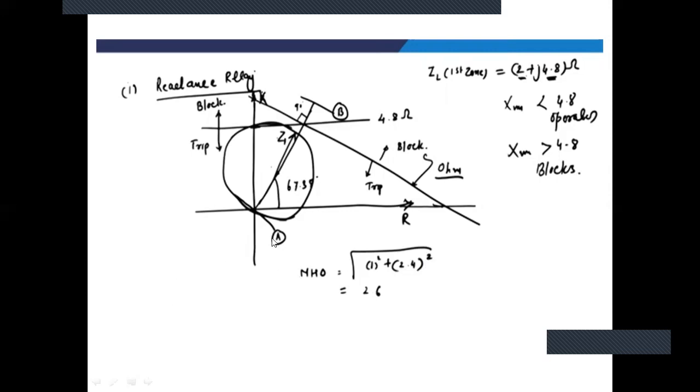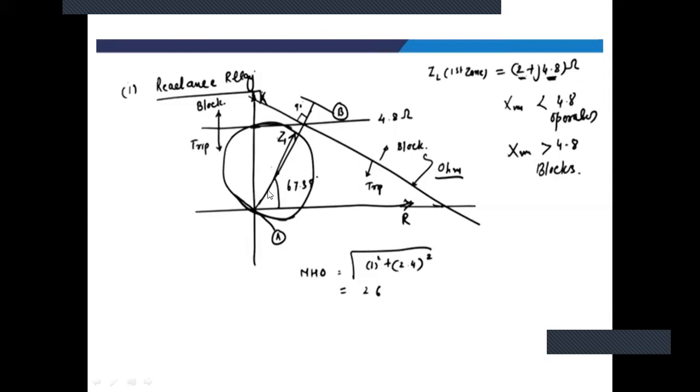Okay, so let's draw the circular path for the Mho relay. This is the circular path, and it will be at 80%, and the angle will be 67.3 degrees. Okay, this angle is 67.3 degrees.